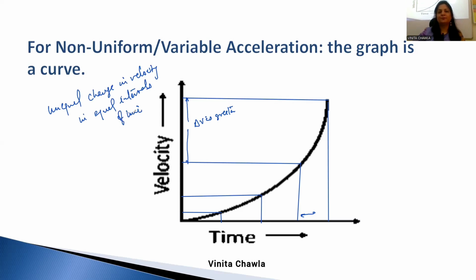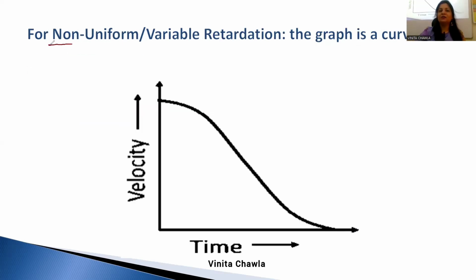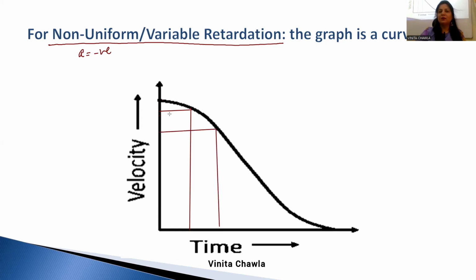Write this. And non-uniform retardation, or variable retardation, means acceleration is negative. Again, velocity is changing by unequal amount in equal intervals of time. But how is it changing by unequal amount here? This is what we have to see. Okay. See, let's consider this as t equals 1 second. So at t equals 1 second, this is the slight change in velocity from here to here. Now at t equals 2 seconds, again, we can see that change is there, but there is more change.